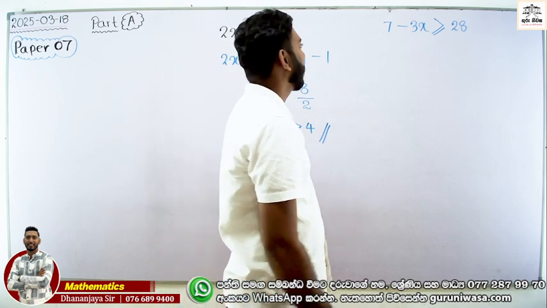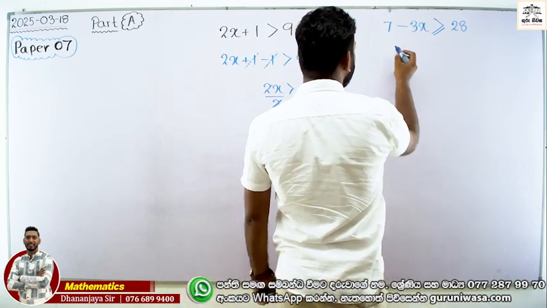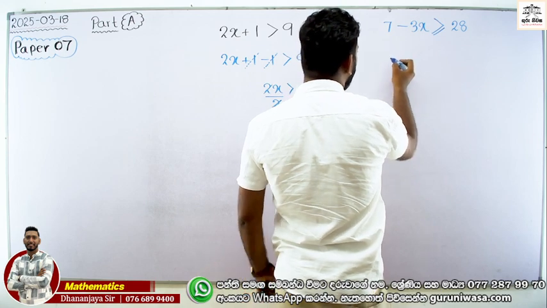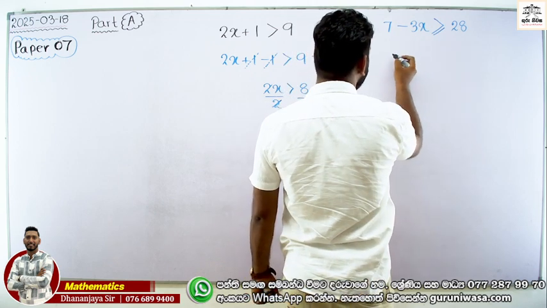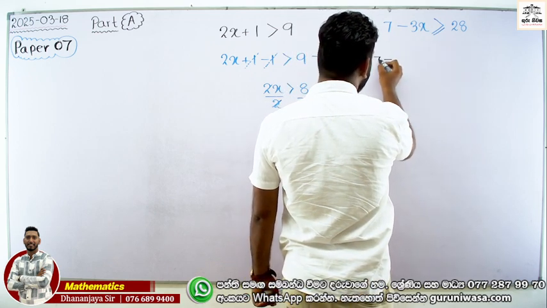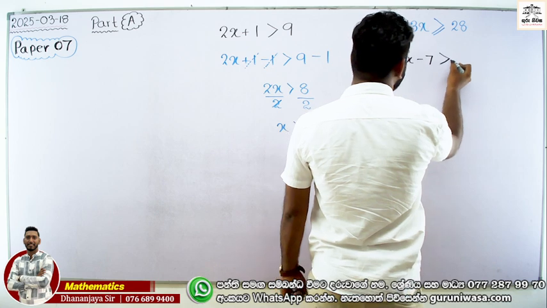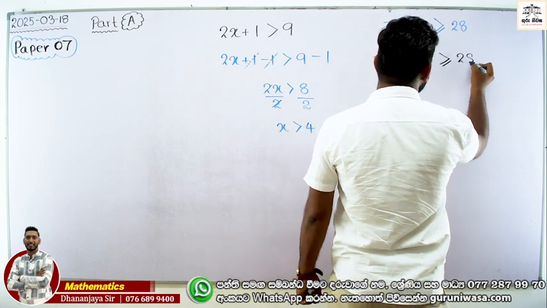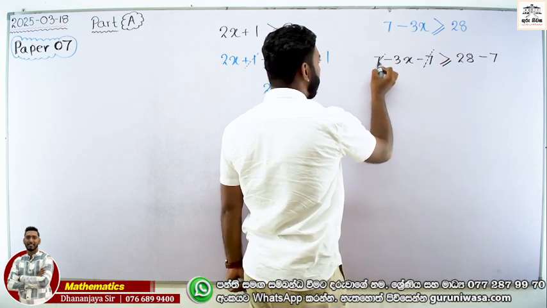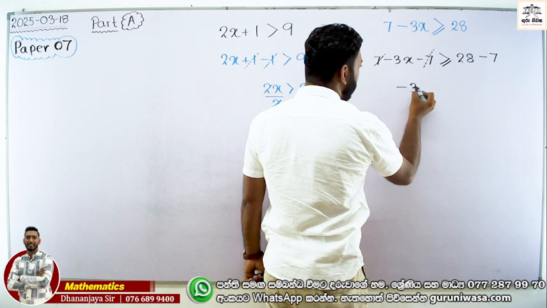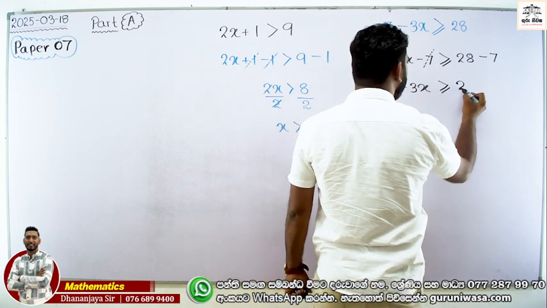Fine. Right. Now look at this. 7. Therefore, and you know the theorems. We need to remove 7 firstly. Therefore, 7 minus 3x minus 7 greater than or equal to 28 minus 7. And minus 7 and plus 7 are eliminated. Look at this. Minus 3x greater than or equal to 21.